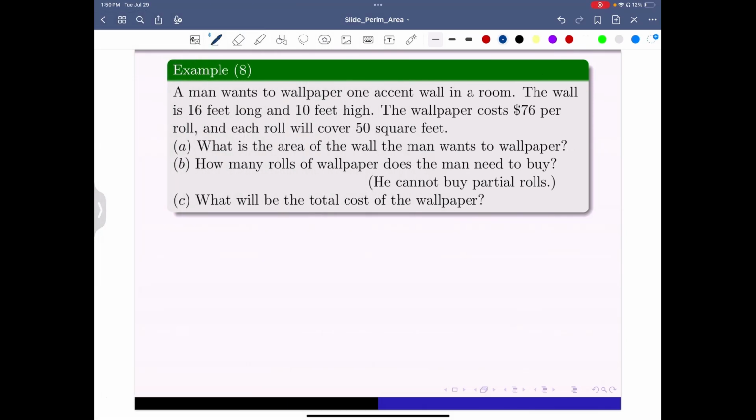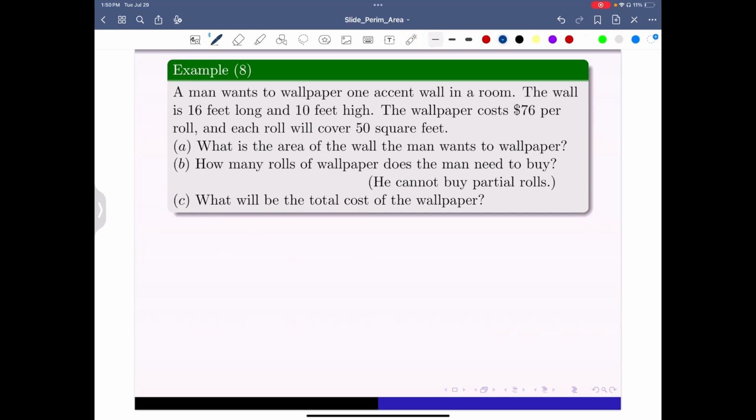Example 8. A man wants to wallpaper one accent wall in a room. The wall is 16 by 10 feet. The wallpaper costs $76 per roll, and each roll will cover 50 square feet. What is the area of the wall the man wants to wallpaper? How many rolls are needed? And what would be the total cost?